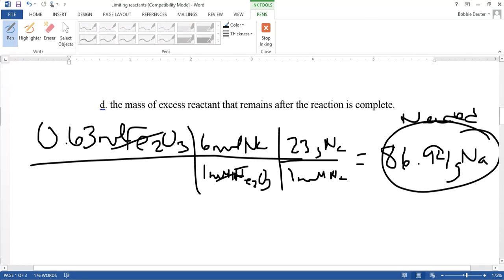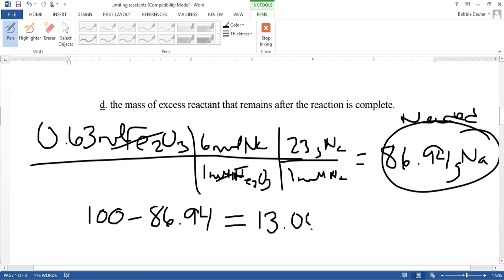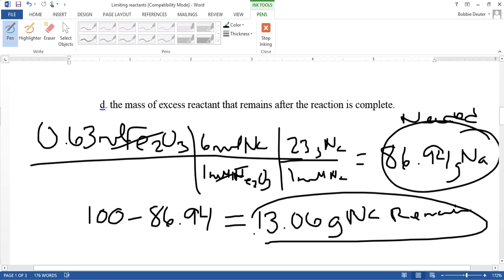This would be like the amount of flour that we would have needed for the reaction. We don't need the whole bag. We just need a portion of it. So to figure out how much we have left, or how much excess remains after the reaction, we take what we started with. Well, we started with 100 grams. We subtract that from what we needed, which was 86.94. And we get a difference of 13.06 grams of Na remain. And this sodium can be used to do another reaction somewhere.